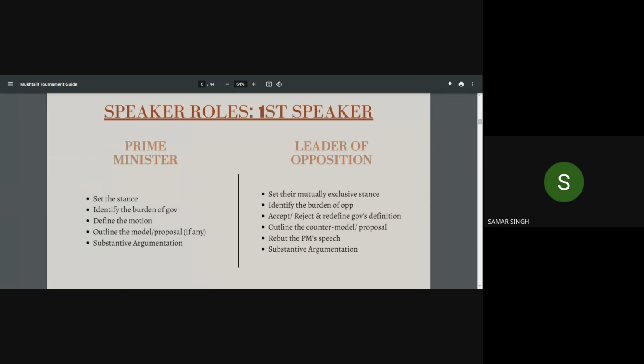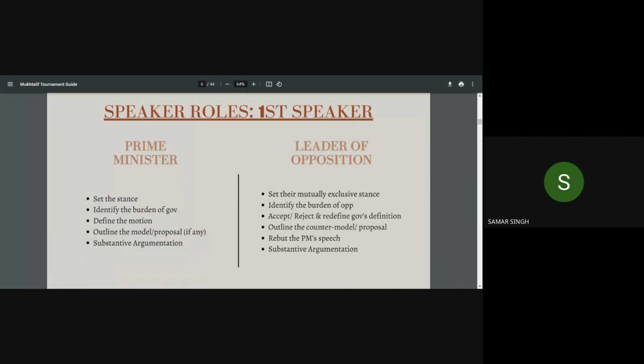So the first speakers of each of the teams. Each team's first speaker is called Prime Minister and Leader of Opposition. They are the leaders of their teams, meaning they will lead their team and they will be the first one giving their speeches. Now, why is that very much important and relevant to a debate?